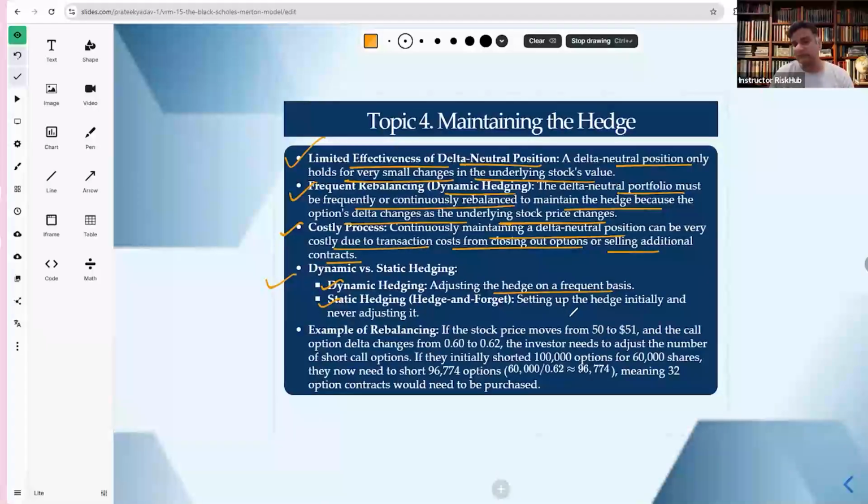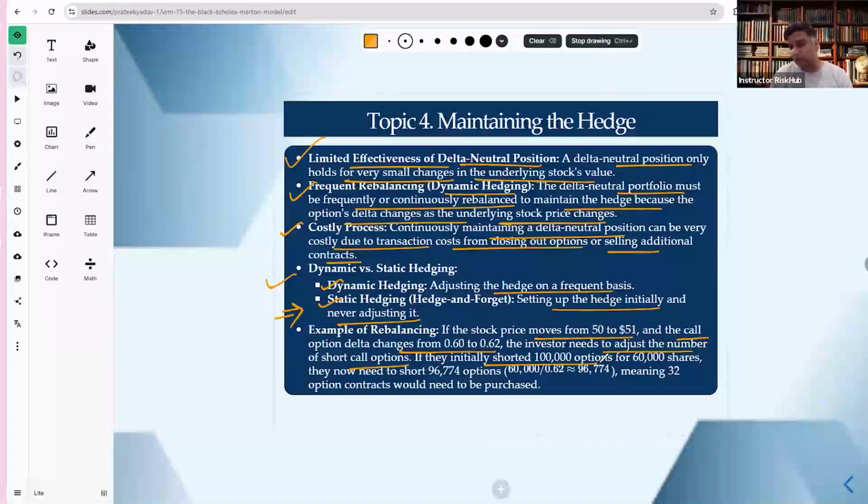Static hedging is like setting up the hedge initially and never adjusting it. Static hedging is of no use, to be fair. Rebalancing: say the stock price moves from 50 to 51. The stock price has changed by $1. The call option delta changes from 0.6 to 0.62. The stock price moved, and that moved your delta. The investor needs to adjust the number of short call positions.